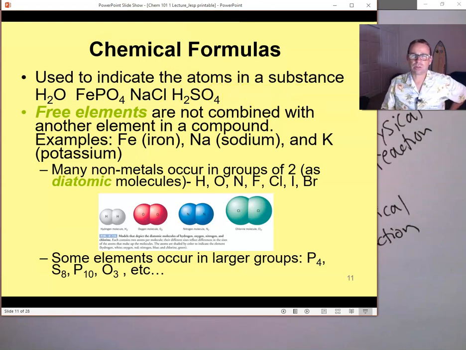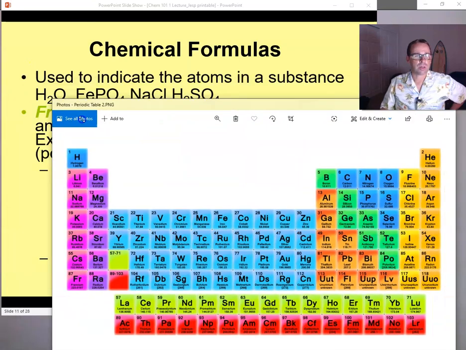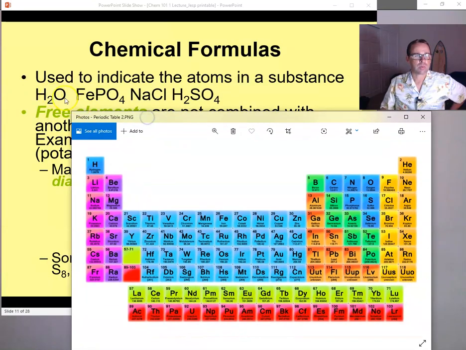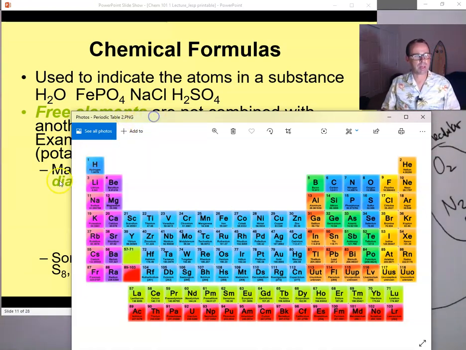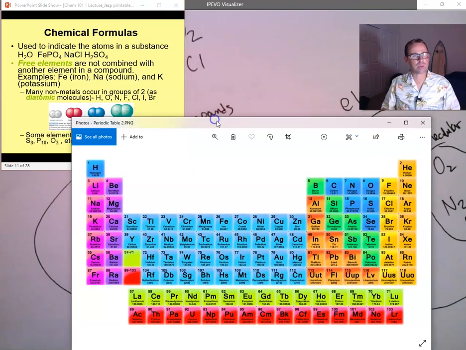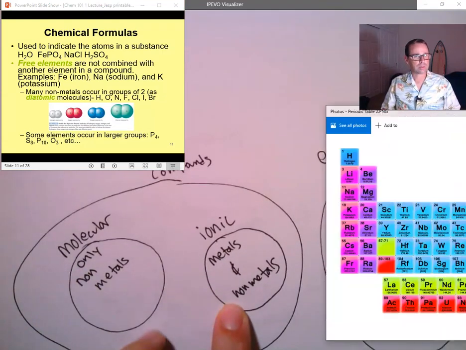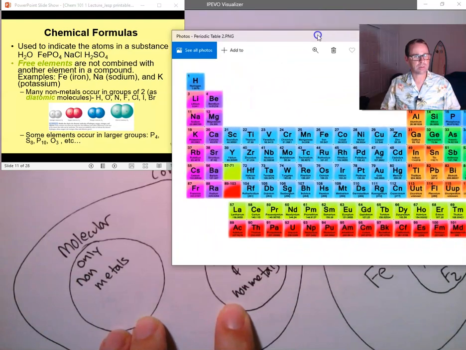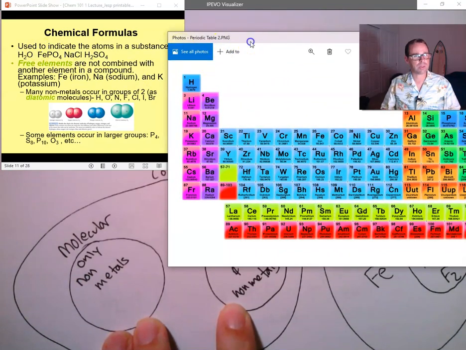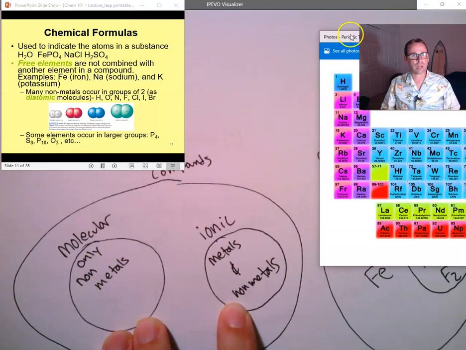Let's see if we can test how well you remember. If we look at FePO4, this one here, is that one a molecular compound or an ionic compound? And we'll put that FePO4 in the corner there, and we'll bring back our chart here of molecular or ionic compounds. We'll also have to look at this, FePO4. See if you can find the elements on the periodic table and tell me whether it's a molecular compound or an ionic compound.